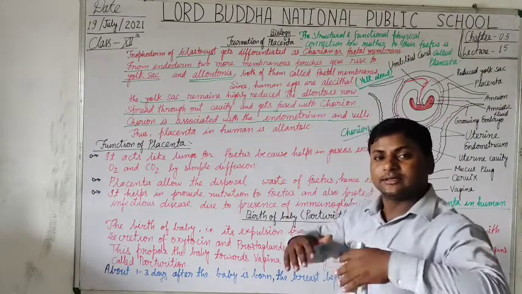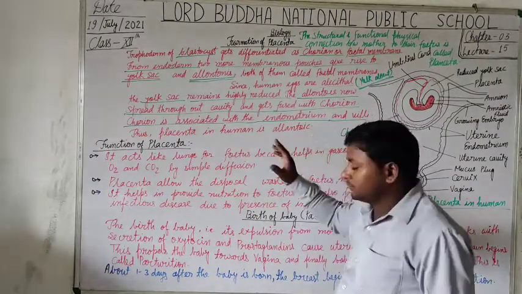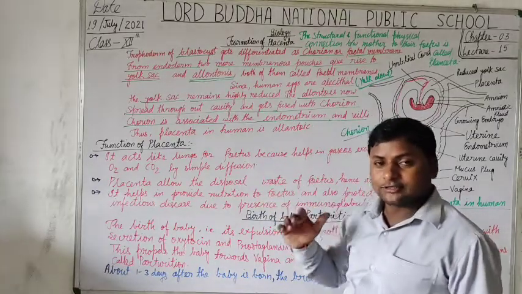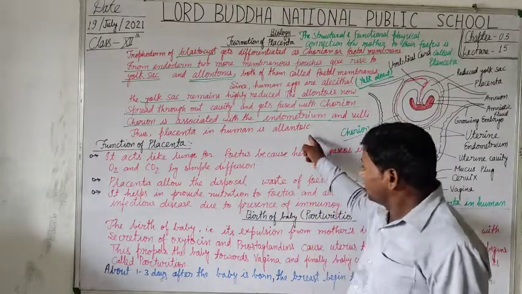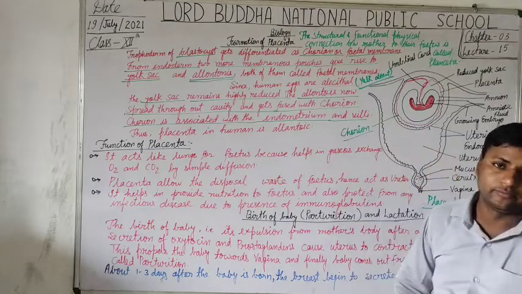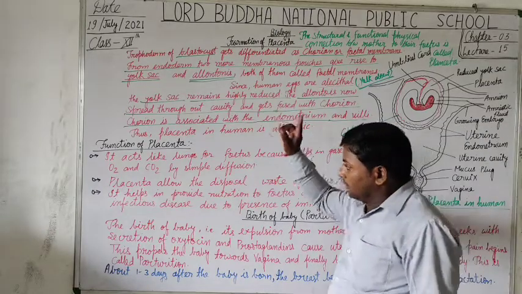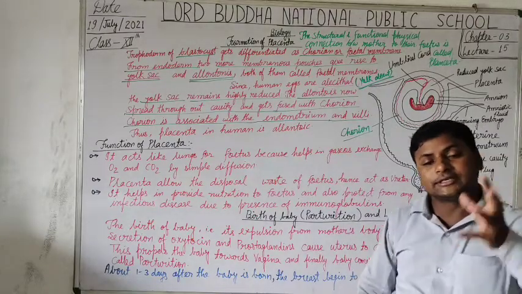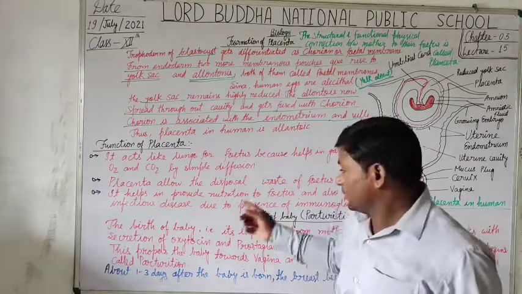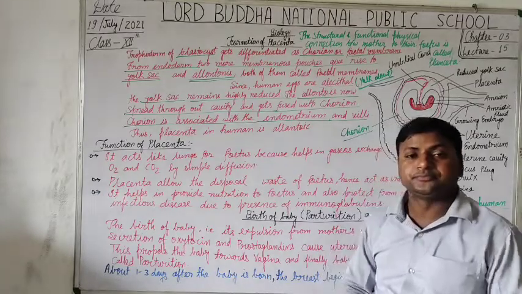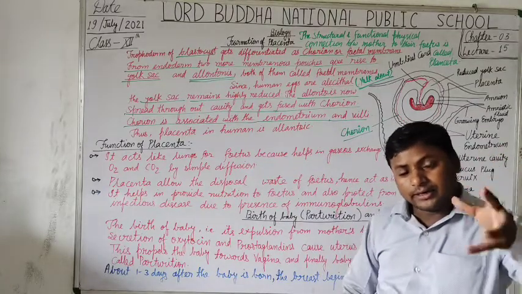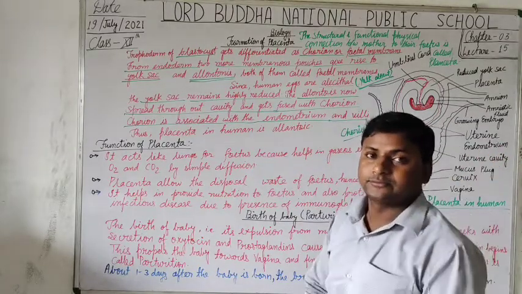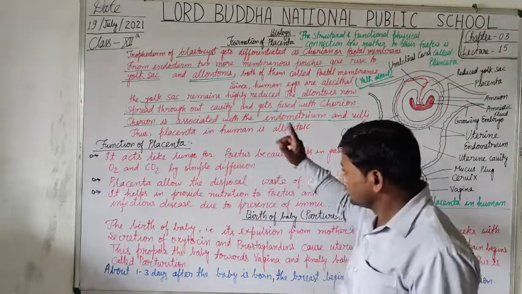Allantoic, it means without the presence of any yolk sac and no kind of hard or rigid layer present outside the fertilized egg. Is that clear?